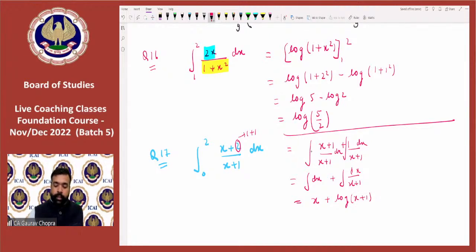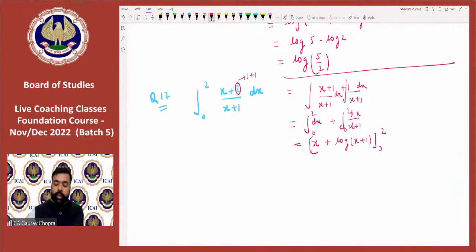Now apply the limit. Since the limit is from 0 to 2, we can write 0 to 2. First apply the 2. So 2 plus log 3 minus 0 plus log of 1. Now log 1 is also 0. So what is the final answer? 2 plus log 3.